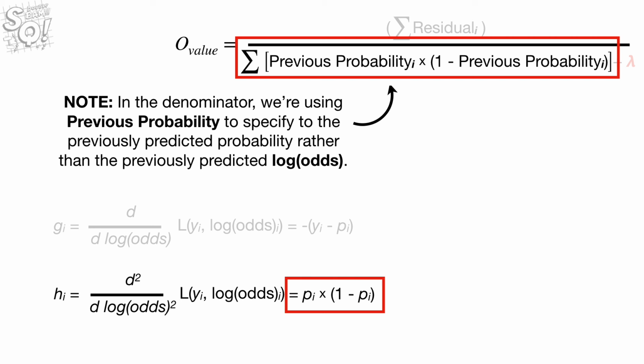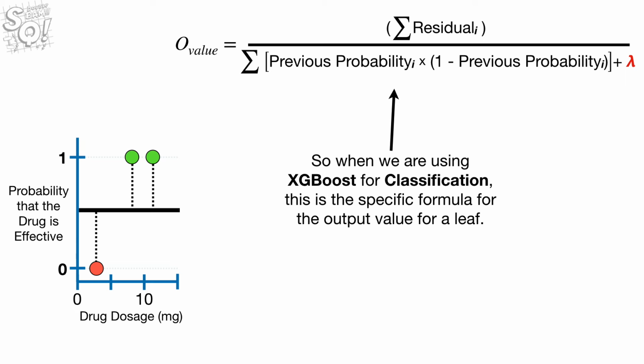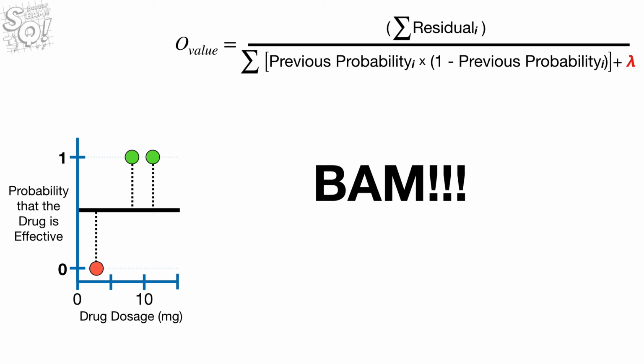Note, in the denominator, we're using previous probability to specify the previously predicted probability rather than the previously predicted log odds. So when we are using XGBoost for classification, this is the specific formula for the output value for a leaf. Bam!